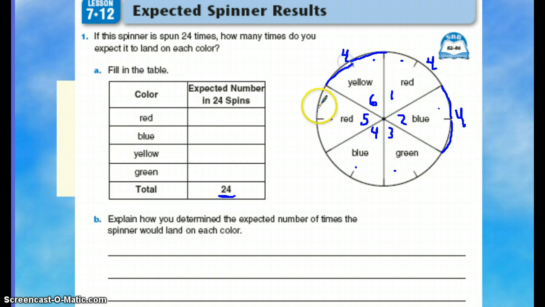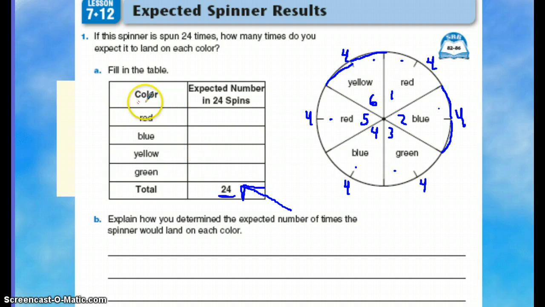Again, my total is 24. They gave you that number. So I've got to assign each pie piece or section a number that it's worth. And if you look, 4 plus 4 is 8, plus 4 is 12, plus 4 is 16, plus 4 is 20, plus 4 is 24, that is what my total is supposed to be.